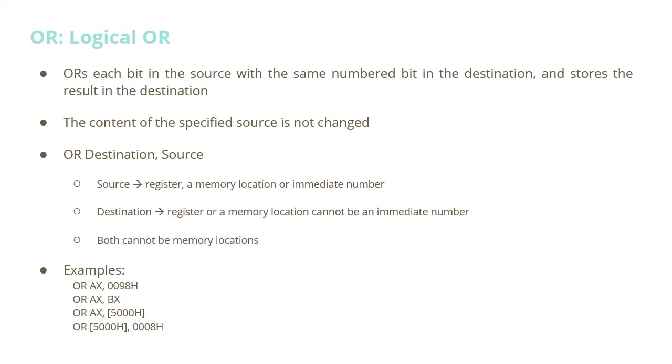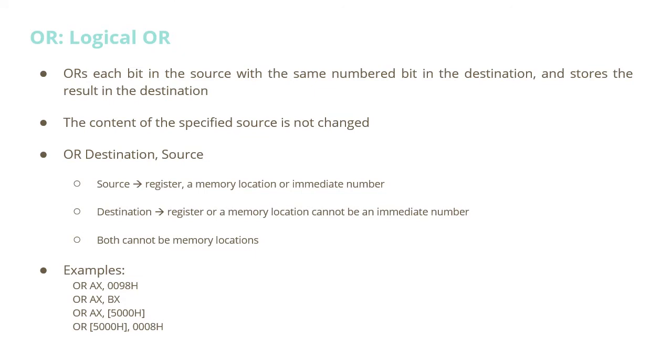Next is OR AX, 5000H, where the content of the memory location 5000H and AX is being used, and a bitwise operation, that is the OR operation, is performed between these two data, and the result will be stored in the AX register.